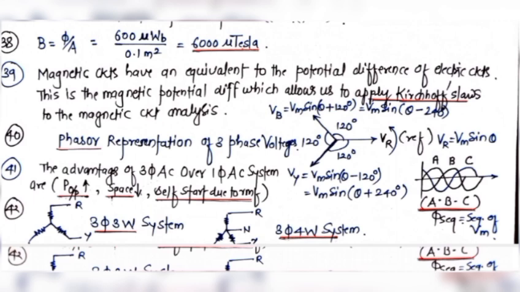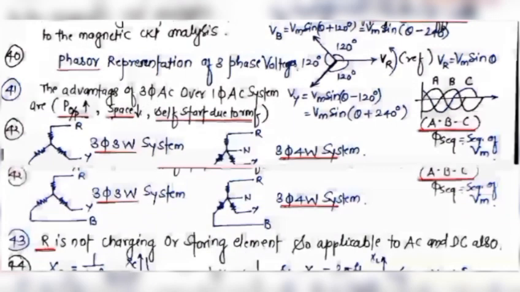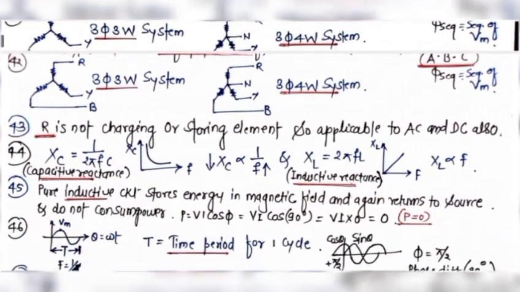The maximum value of voltage in sequential order is ABC. This is the three-phase, three-wire system. This is the three-phase, four-wire system with neutral.